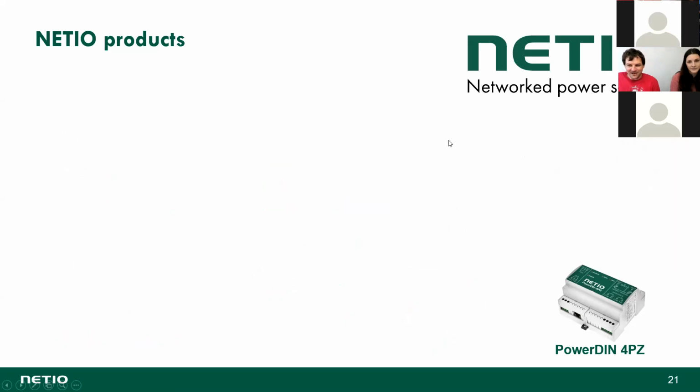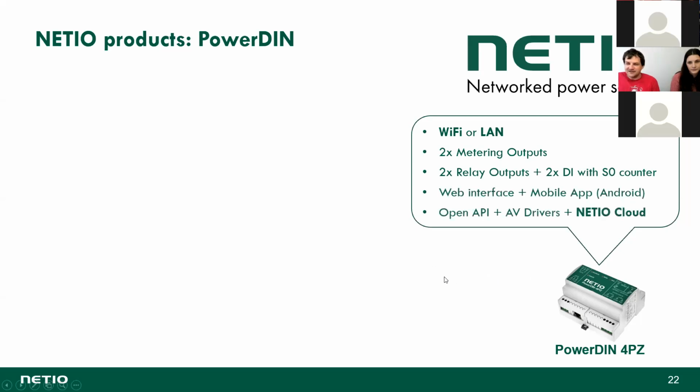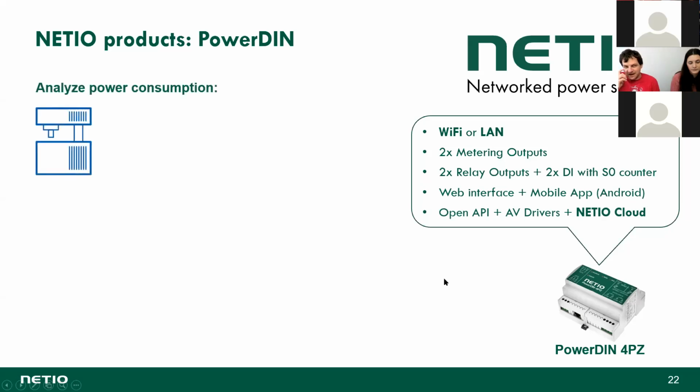Okay, the next product I would like to talk about is Power DIN. Power DIN is, okay, Wi-Fi or LAN. There are both. You can choose which one you want to use. There are two metered outputs, and there are two relay outputs and two digital inputs with zero counter. Again, web interface, everything the same as with all the other NETIO devices. And the applications are, for example, to analyze your power consumption from different kinds of machines, to analyze how many times your gate has been opened or closed. There is a good reason for that.